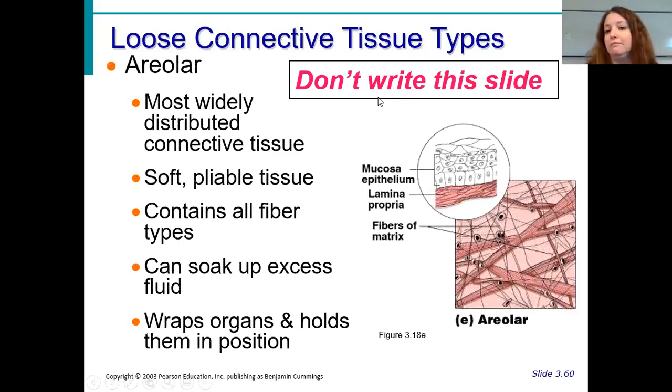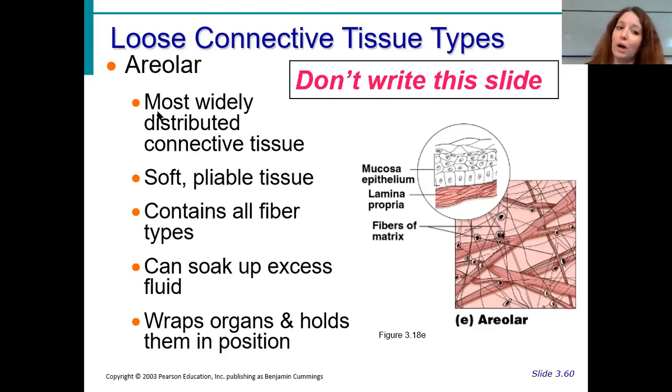Don't write on this slide. Okay, areolar. Here's what areolar looks like. This is what it would look like on the slide. You can see these very thick collagen bands. You can see the very, very fine reticular bands. And in the middle, specifically, you have this middle-sized elastic band here. So areolar connective tissue contains all of the fiber types.